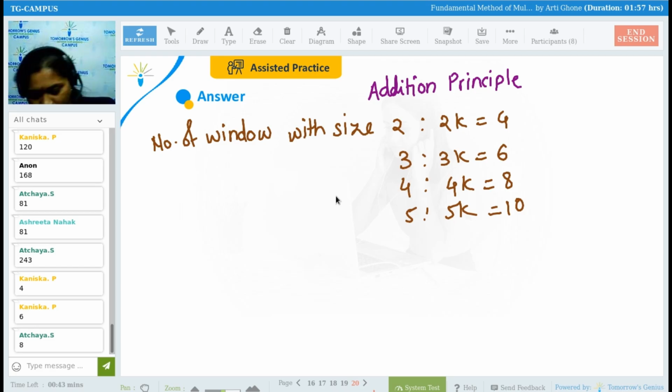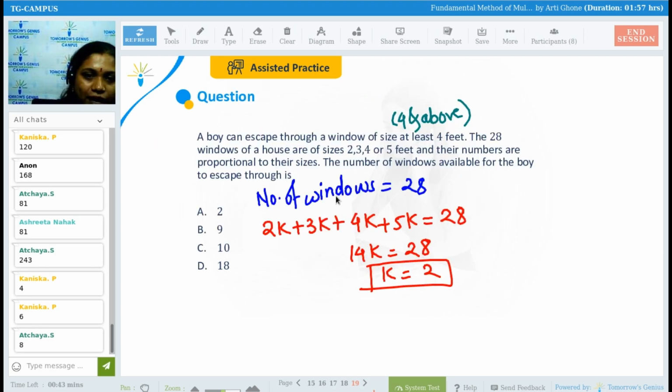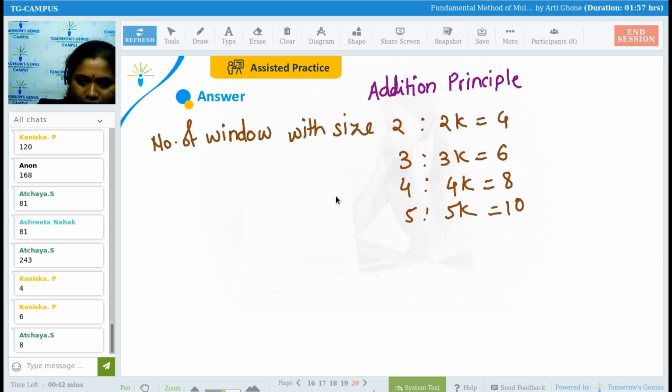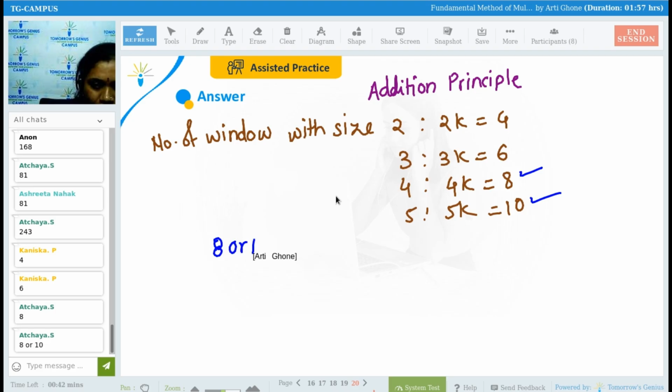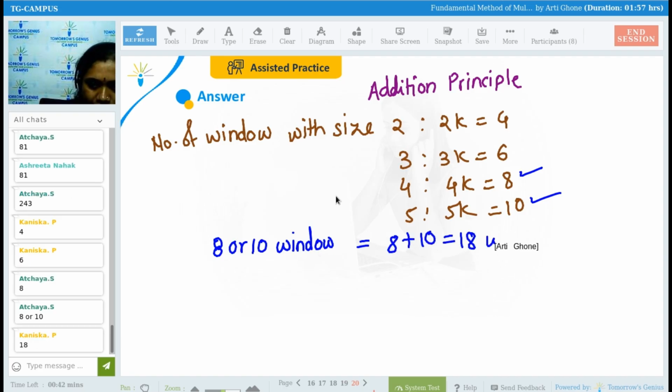Okay. One more thing is given, no? So one more thing is we have left, like how I am doing. Just don't do that. Don't forget anything to read. See, the number of windows available were 5. But one more thing is at 4 and above is acceptable, no? Acceptable situations only we are missing. 4 and above are the acceptable situations. So what is the acceptable case? Either 8 window or 10 window. These are the only acceptable case. So it is 8 plus 10, that is 18 ways to escape.